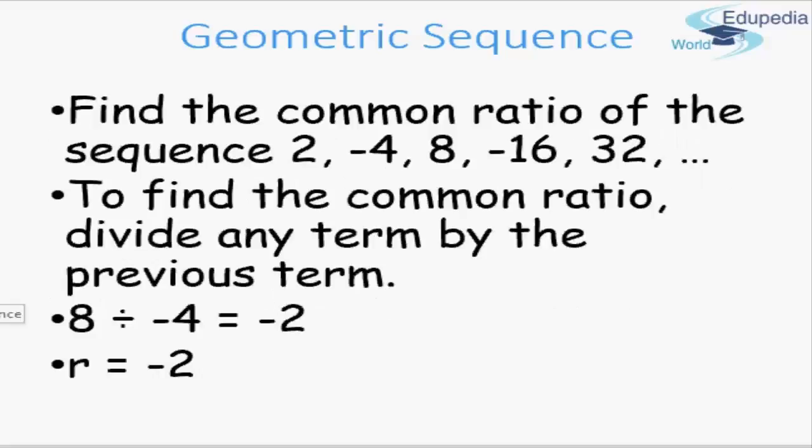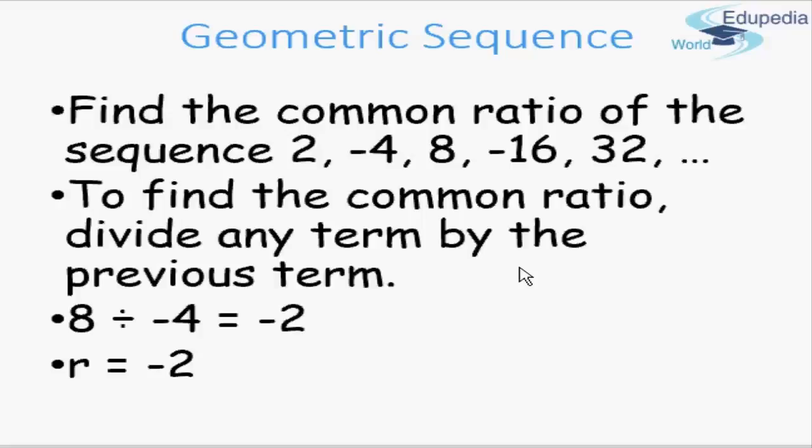Now, find the common ratio of the sequence 2, -4, 8, -16, 32. This is a really simple question, and I'm pretty sure that you're going to get something of this type in an exam. If you look at the series in front of you, you might get confused because there's a positive number, then a negative number, then another positive number, another negative number, then another positive number. So how do we find the common ratio? The simple answer is that to find the common ratio, we divide any term by the previous term.